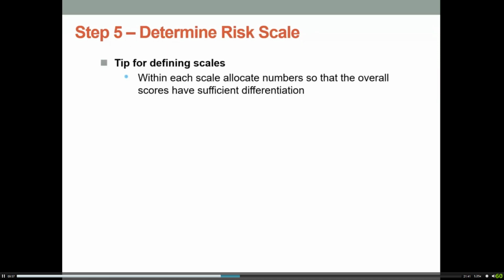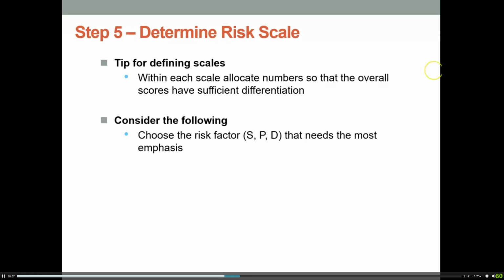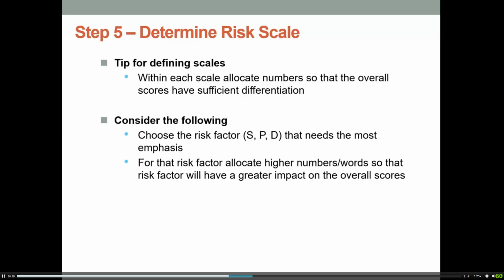Tips for defining your scales. Within each scale, allocate numbers so that the overall scores have sufficient differentiation. It's no good if all of your scores turn out to be 4. Consider the following. Choose the risk factor, your severity, your probability, or your detection level that needs the most emphasis, and that would be different depending on what you're assessing. For that risk factor, allocate higher numbers or words so that risk factor will have a greater impact on the overall scores. If you know something is more important and more critical, make sure that you weight it that way because that's what you want to see in your final results.